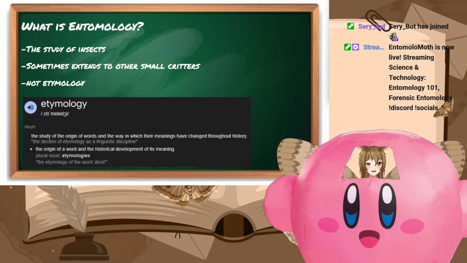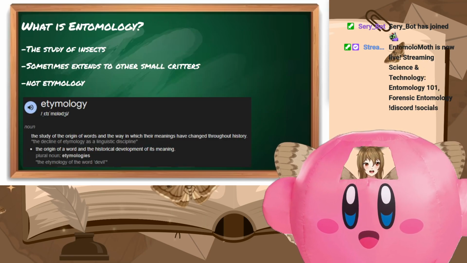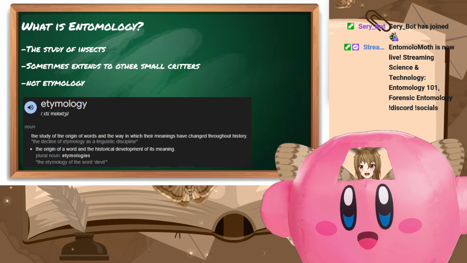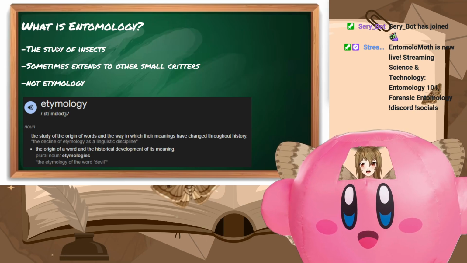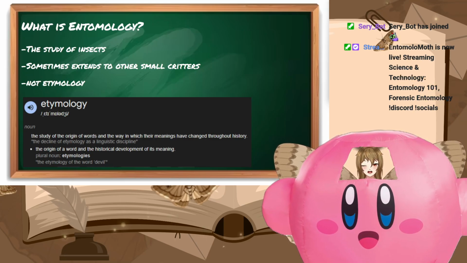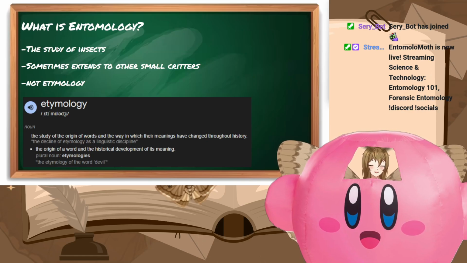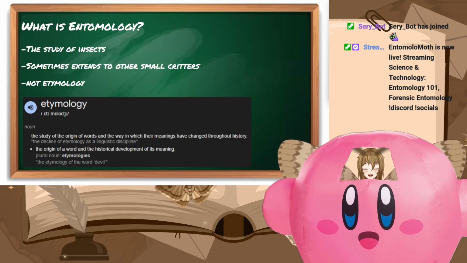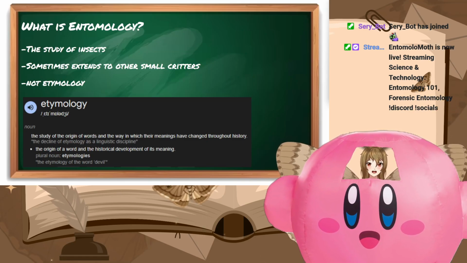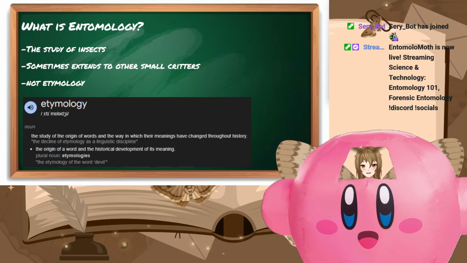Now, what is entomology? We learned that already. But it is the study of insects. It sometimes extends to other small critters, but it is not etymology, because etymology is the study of the origin of words and the way in which their meanings have changed throughout history. The other small critters that it might extend to would be spiders and myriapods like centipedes and millipedes.